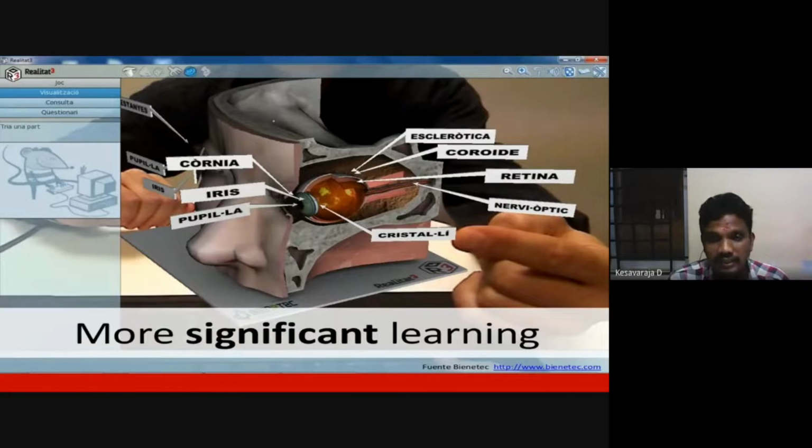The software is called RealTat. RealTat is an excellent software which provides more significant learning about any 3D object. So it's very helpful for the current learning mechanism. The current education field, whether blended mode, online mode, or flipped classroom methodology, needs augmented reality for significant learning. Significant learning is very important. For that, RealTat is one of the excellent software which provides the 3D environment.